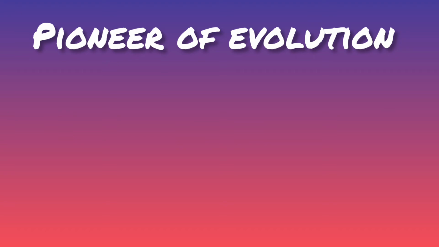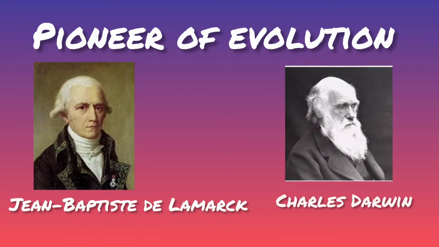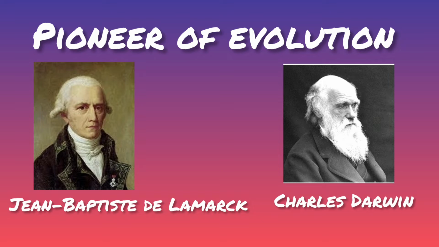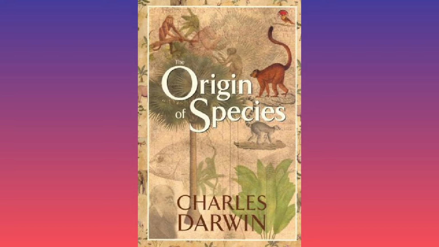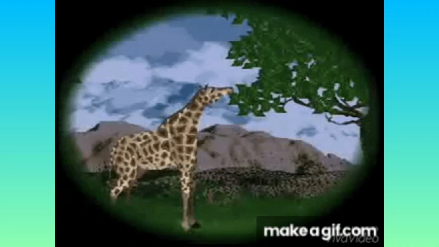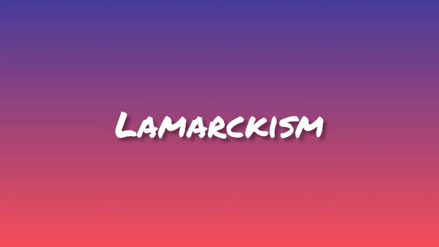The most significant advocates for the idea that species are not stagnant but have changed over time were Jean-Baptiste de Lamarck and Charles Darwin. Of these, Charles Darwin is best known, particularly as a result of his famous book, The Origin of Species. However, Lamarck played a significant role in establishing the theory of evolution.